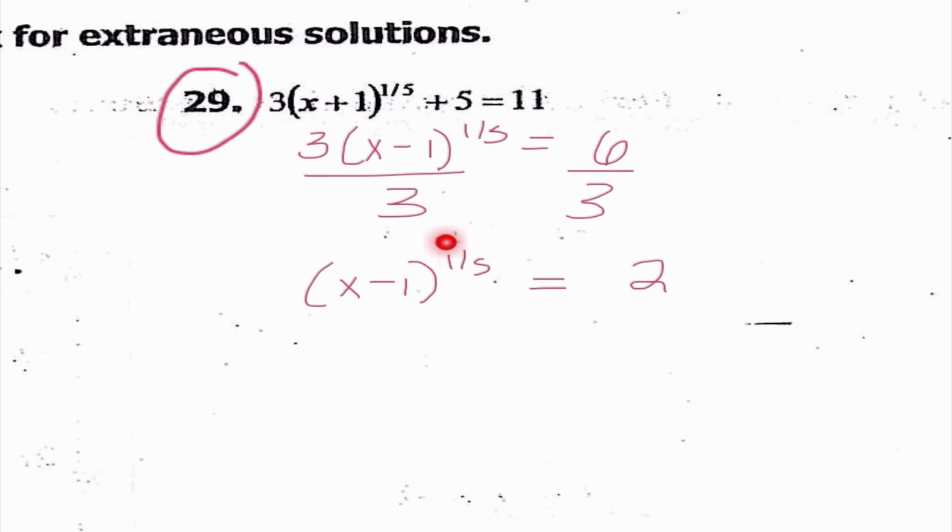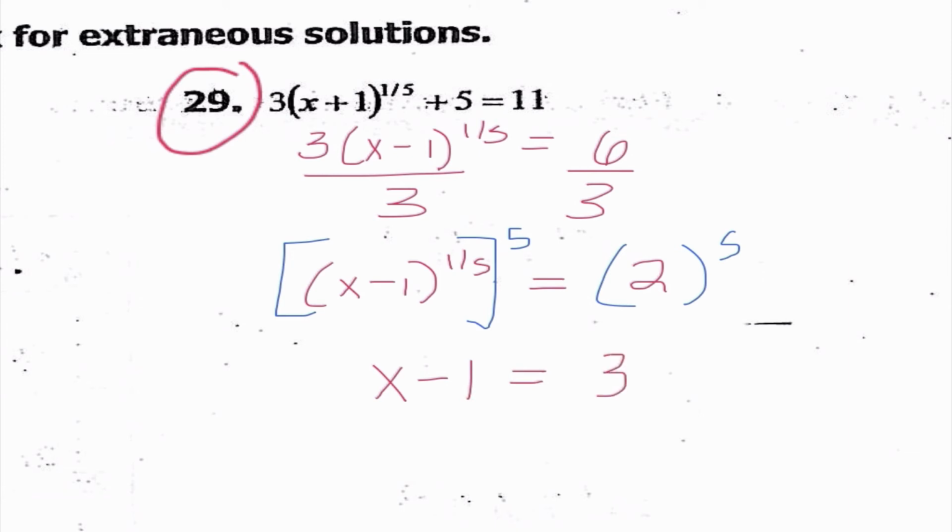So now I need to think, what power should I raise both sides to get rid of this 1/5? I'm thinking we should raise both sides to the 5th power, because 1/5 times 5 becomes 1, which would just make this x minus 1. I know 2 to the 5th is 32, so I get x equals 31.